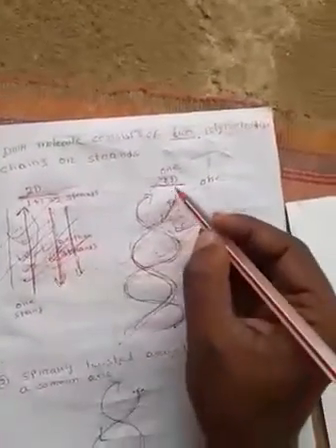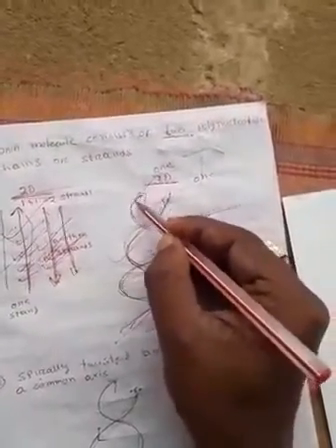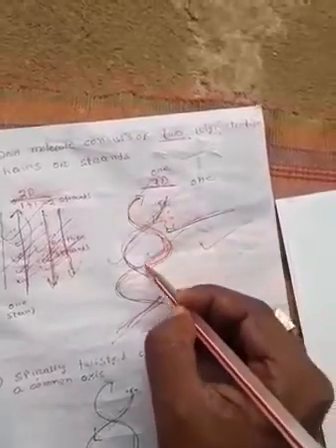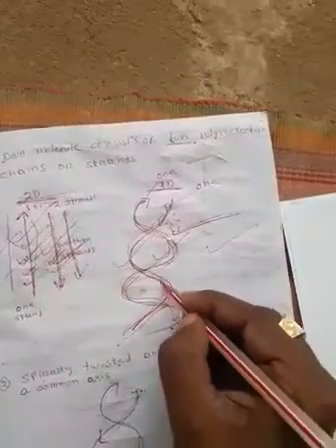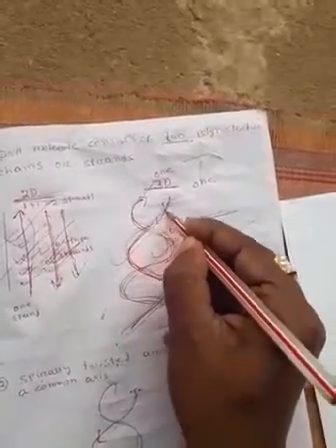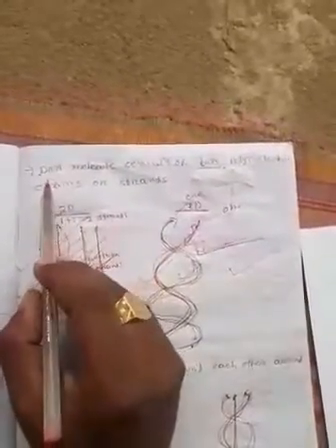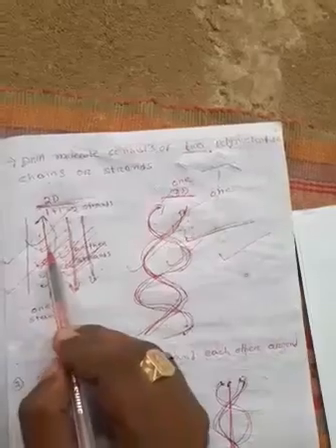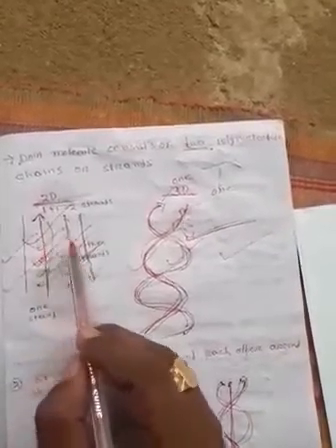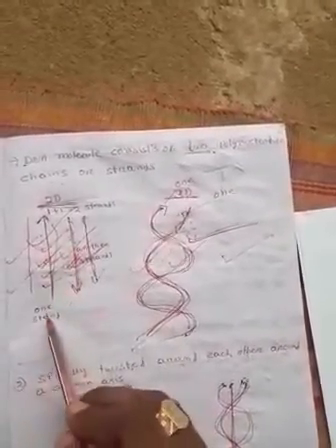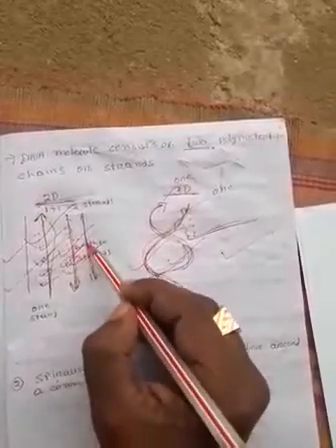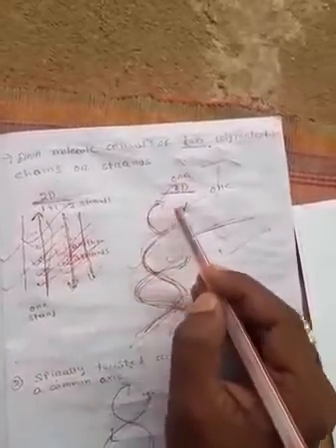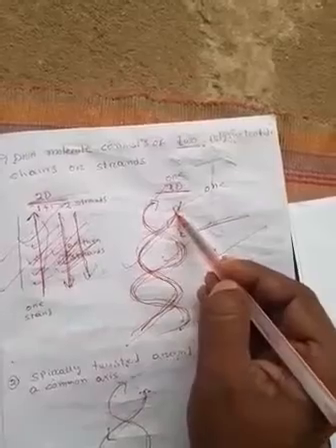If you see that in a 3D model, it will look like this. This is one strand or one polynucleotide chain, and this is another polynucleotide chain. So, the first point is: the DNA molecule consists of two polynucleotide chains or strands. The two strands are like this. It is one strand and it is another strand.